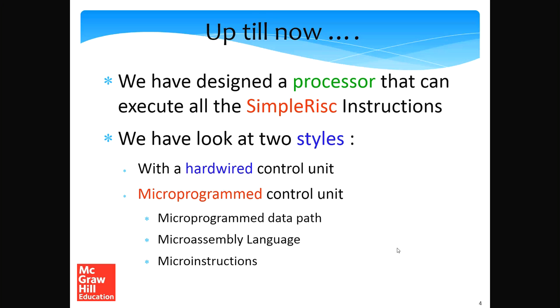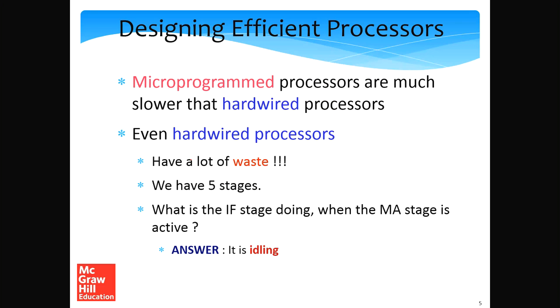In this chapter we'll only be working with processors with a hardwired control unit, which is processors of the first type, which are by far the most common. So we'll only work with this and try to increase the performance of such processors. So let's look at how to design efficient processors. We'll only look at hardwired processors here.